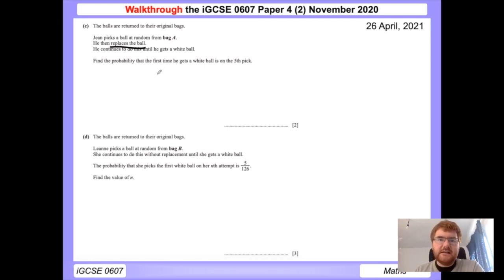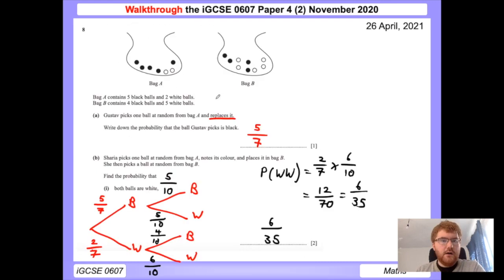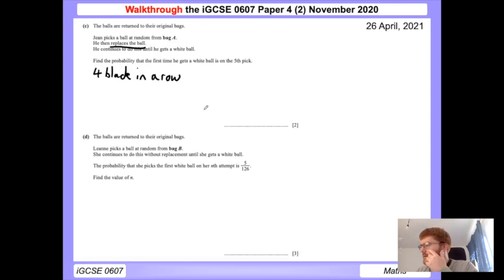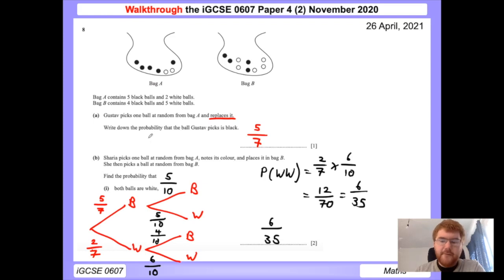So basically what's going to happen here is you're going to pick 4 black in a row, yeah? Before then you get to pick the white ball on the 5th pick. Okay, so we need to work out that probability. So, and then we get white afterwards, of course. So we're going to go through this one at a time. Does replace the ball, so that's important. So we've got 5 over 7.